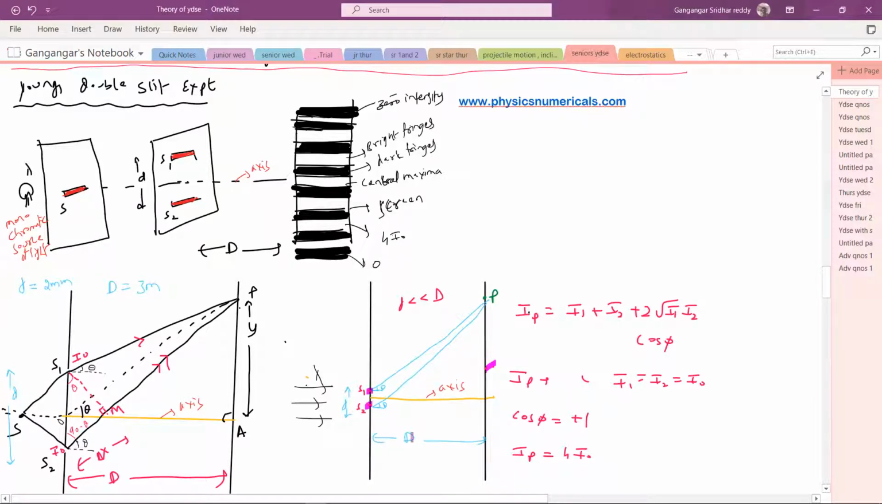Usually the distance from the slit to the screen will be of order meter, 1 meter, 2 meter. Let I naught be the intensity at all points on the screen individually due to each slit. This is the assumption we have made. Okay, I agree with this. Now I'll put a condition: d will be very much less than capital D. d will be of order millimeter. Capital D will be of order meter, like 2 meter.